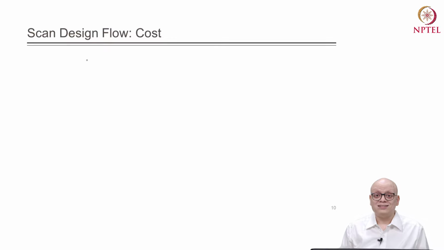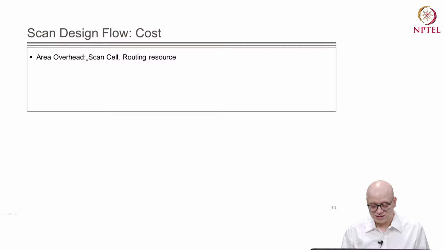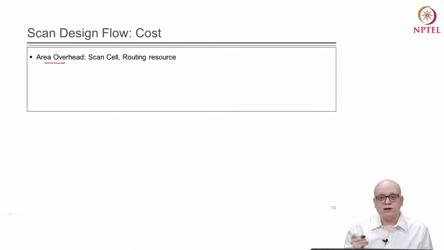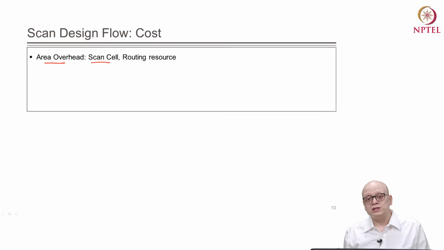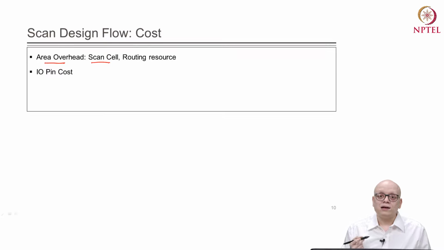Now, we have seen that there are lots of advantages of scan design flow in improving the testability of our design. But what are the costs involved in this, right? So, the first cost is related to the area overhead. The area overhead will be because of the larger scan cells and also the routing resources required for routing, say, the scan enable signal and then making the scan chains and so on, right. And then there are costs related to the extra input and output ports that we create for implementing scan design flow.